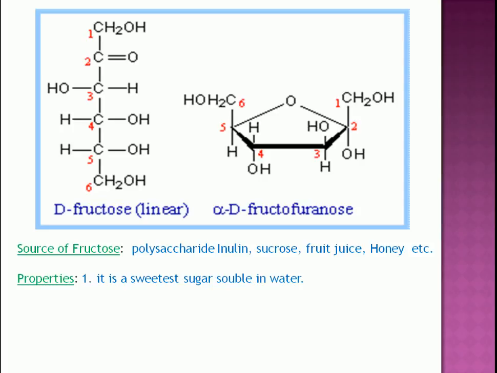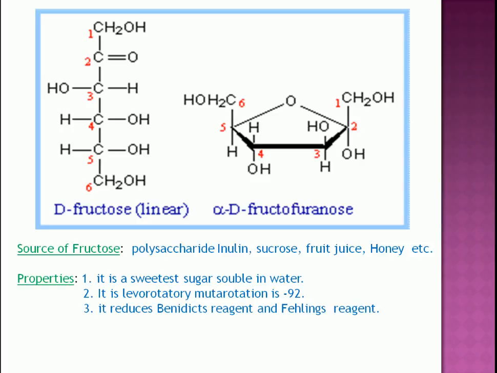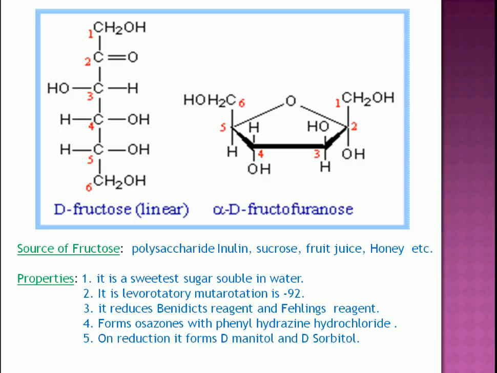Properties of fructose. 1. It is the sweetest sugar and soluble in water. It is levorotatory. Its mutarotation is minus 92 degrees. It reduces Benedict's reagent and Fehling's reagent. It forms osazones with phenylhydrazine hydrochloride and acetic acid. On reduction, it forms D-mannitol and D-sorbitol. On oxidation, it forms mesotartaric acid and glycolic acid.